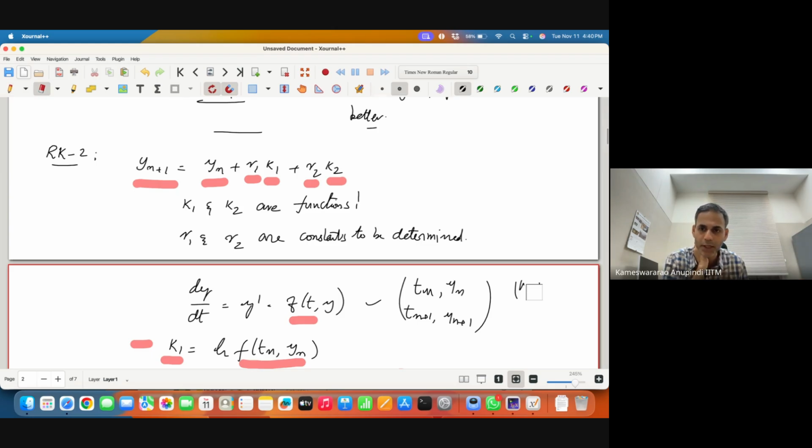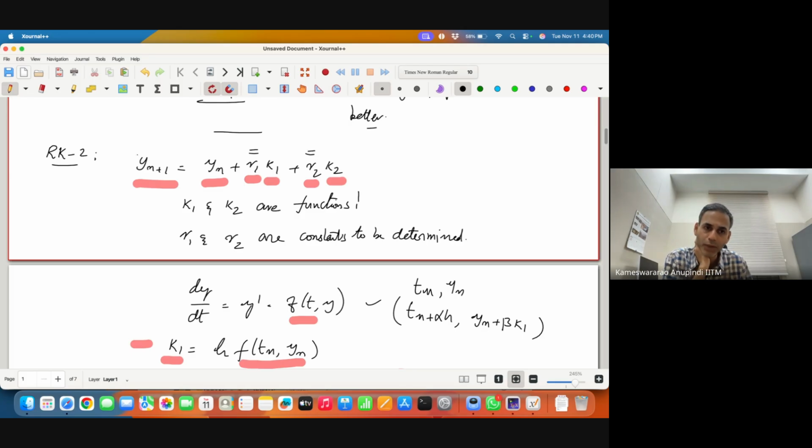What we are saying is that we are evaluating at (tn, yn) and then some other value, that is tn plus alpha h, and yn plus beta times some k1. Okay, so if you evaluate at this time and y values, that is going to give you k2. And then when you take some linear combination of k1 and k2 and add it to yn, you are going to get the next value of y. Okay, so that is the idea behind RK2 methods.